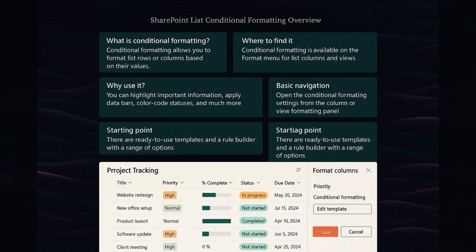SharePoint's user-friendly interface makes it easy to access formatting options, whether you're using ready-made templates or building custom rules. The intuitive process, supported by real-time previews, empowers users to experiment and refine their lists, making information clear, actionable, and visually engaging. Conditional formatting also supports collaboration, keeping teams aligned on priorities and deadlines, and can be adapted as business needs evolve. In summary, conditional formatting transforms SharePoint lists.